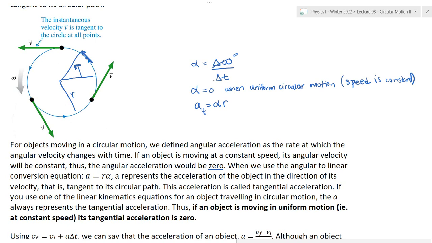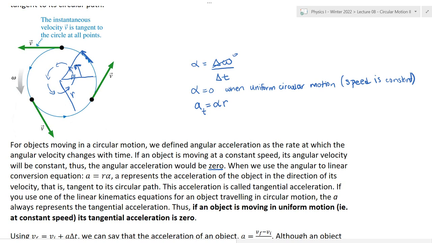If you're in uniform circular motion, then your omega, your angular velocity, is constant, because you would be moving, let's say, at pi radians every second, pi radians per second, and your omega is constant. So pi radians per second here, here, and here is still the same angular velocity, pi radians every second.